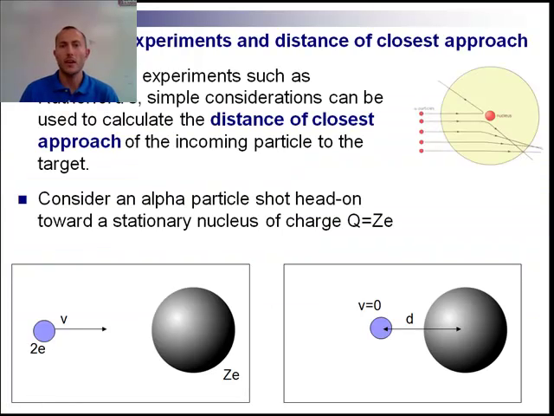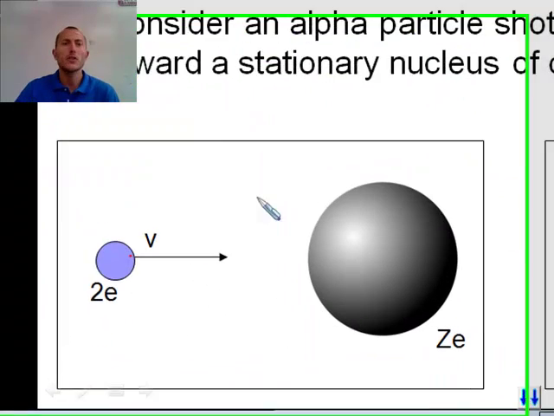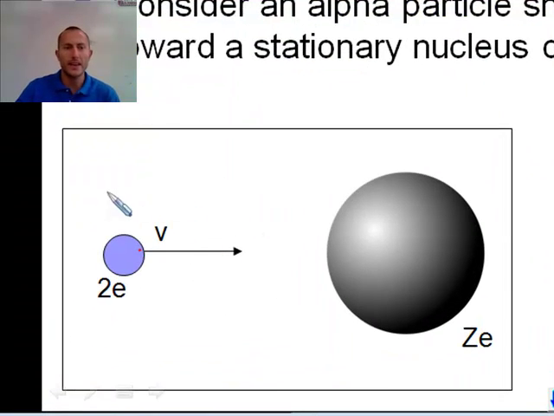Now, the radius of a nucleus can be measured based on scattering experiments similar to Rutherford's gold foil experiment. And using a few simple calculations, we can find what's called the distance of closest approach. So let's consider some alpha particle that has a +2 charge. It's shot head-on at some nucleus that has a charge of Z.